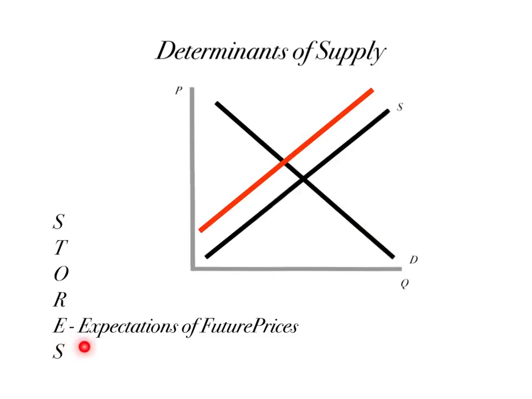Expectations of future prices comes next in our acronym list. If the price is expected to rise in the future, then supply will increase and vice versa for a decrease in price. For example, if the expected price of copper is to increase in the future, then copper wiring company producers will decrease supply until the price rises.